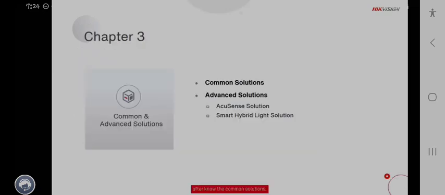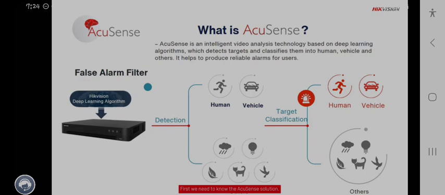Well, after knowing the common solutions, let's take a look at advanced solutions with Turbo HD products. First, we need to know the AccuSense solution. We need to know what AccuSense is. AccuSense is an intelligent video analysis technology based on deep learning algorithms, which detects targets and classifies them into human, vehicle and others. It helps to produce reliable alarms for users.